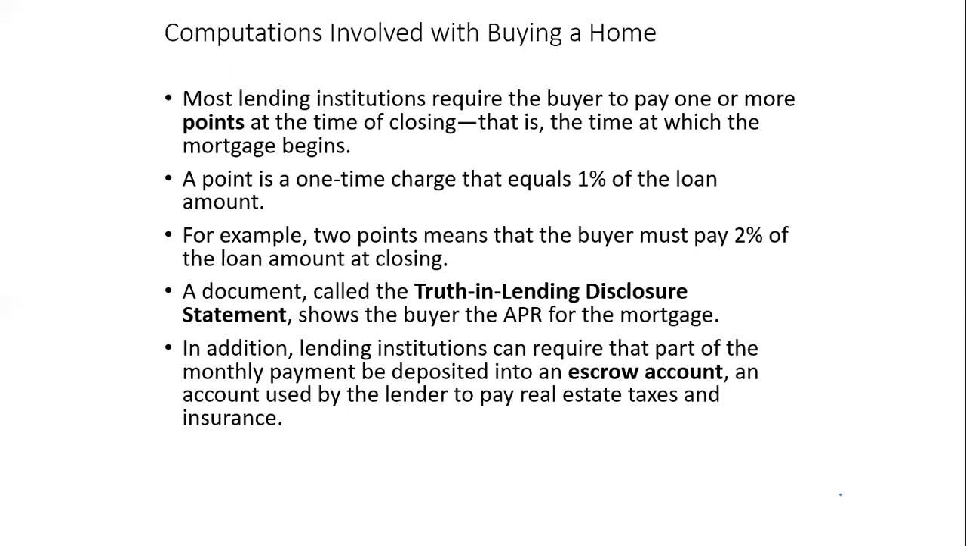Let's see. The truth in lending disclosure shows the buyer the APR, that's the annual percentage rate for the mortgage. The escrow account: usually the down payment and the closing costs will go through an escrow account that just secures the money until it is time to finally close.